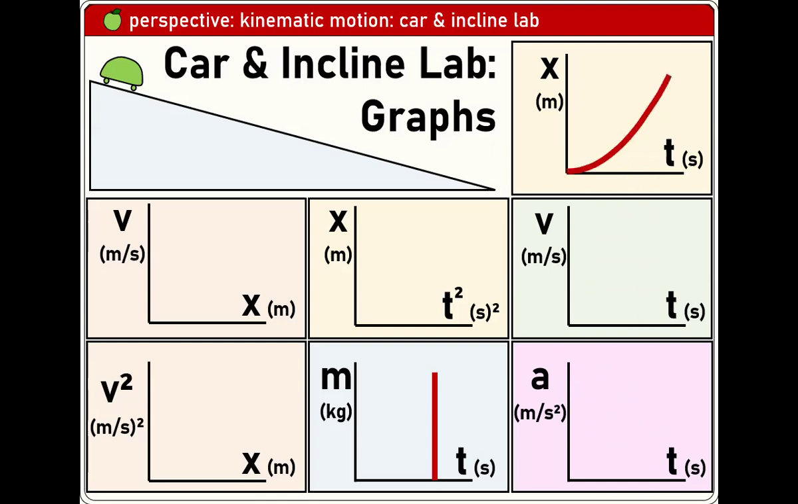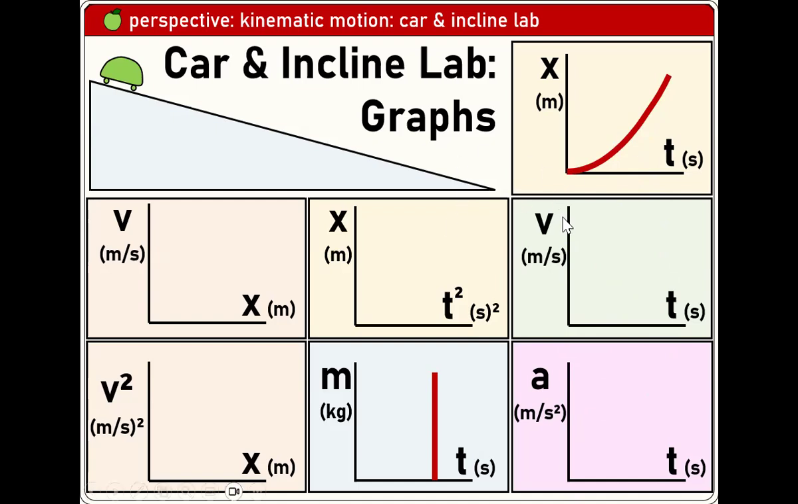Parabola. That was that right there. Now, different scenarios might have different shape graphs, but a car going down an incline is an accelerating situation. If you drop a ball off the Grand Canyon, that's an accelerating situation. That type of graph: parabola, x versus t.